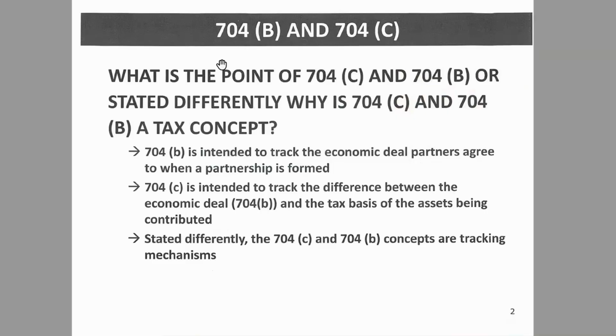Kelsey, what's this first slide say? What is the point of 704C and 704B? Or stated differently, what is 704C and 704B as a tax concept? 704B is intended to track the economic deal partners agree to when a partnership is formed. 704C is intended to track the difference between the economic deal, which was 704B, and the tax basis of the assets being contributed. Stated differently, the 704C and 704B concepts are tracking mechanisms.